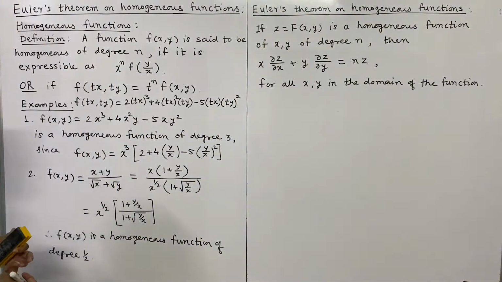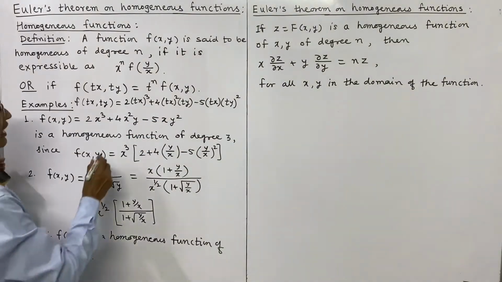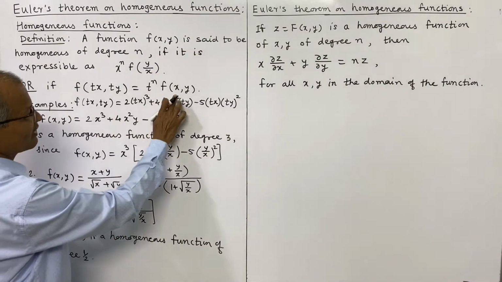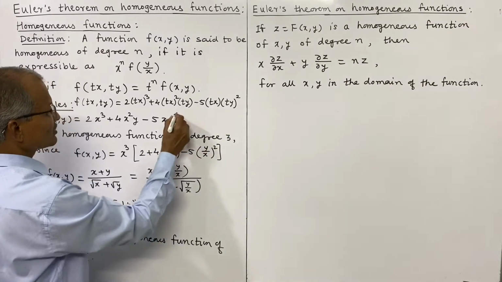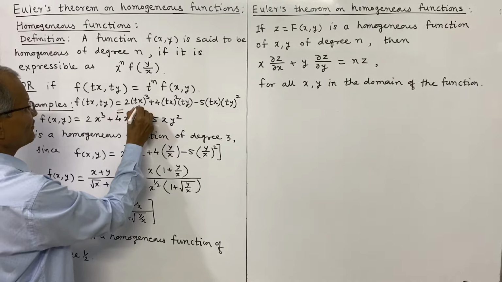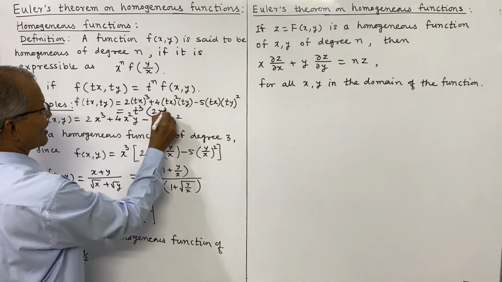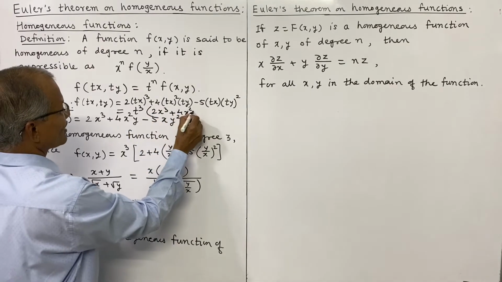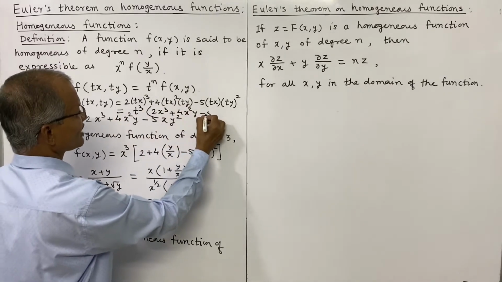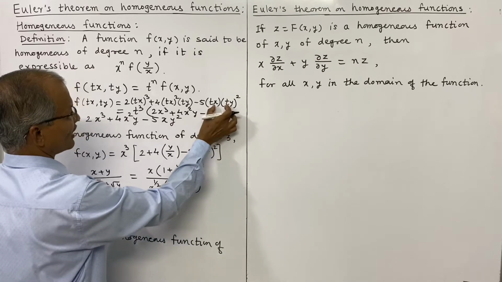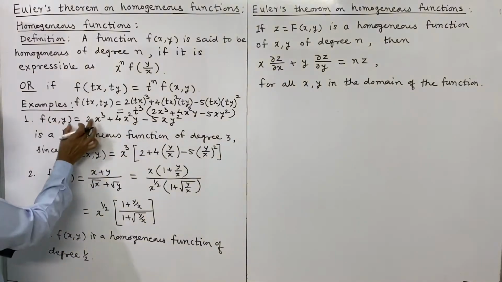And now see, which term of t is common can be taken common. Here it is t cube, here also t square into t, that is t cube, and here also t into t square, that is t cube. So t cube can be taken common, and what remains in the bracket is 2x cube plus 4x square into y minus 5 xy square, and exactly this is the same as f of x y.